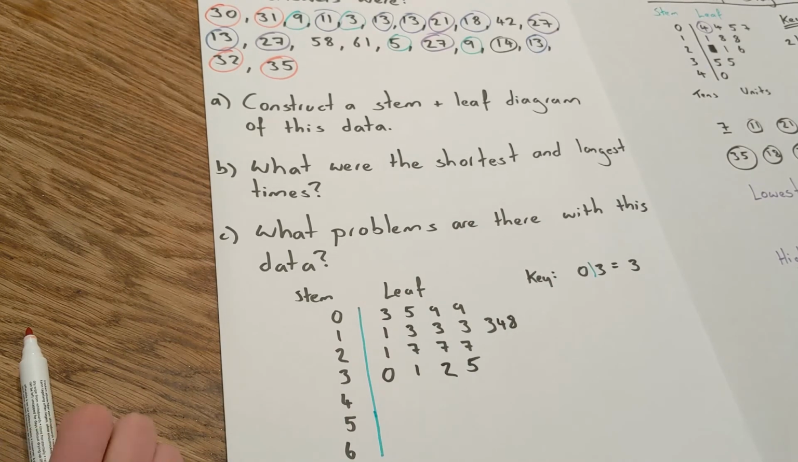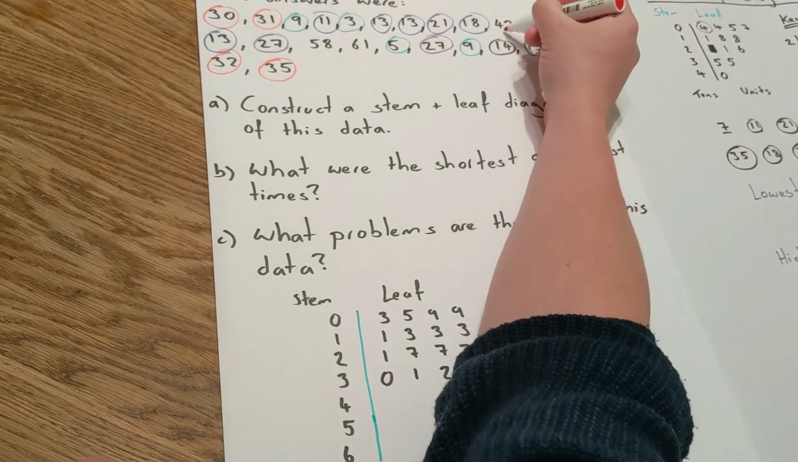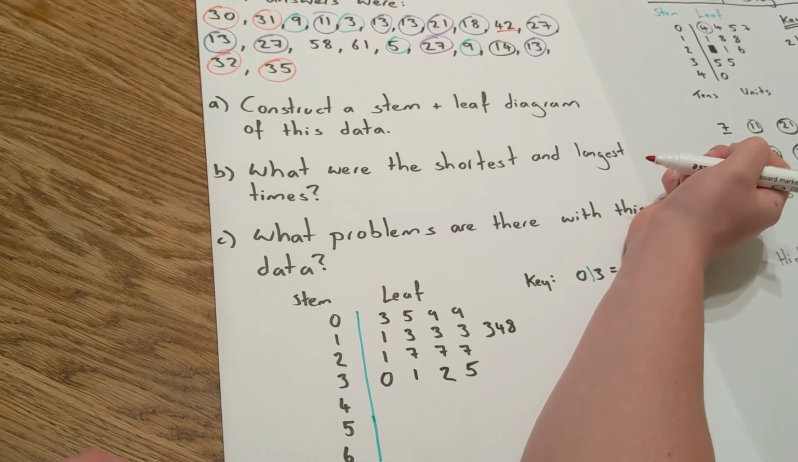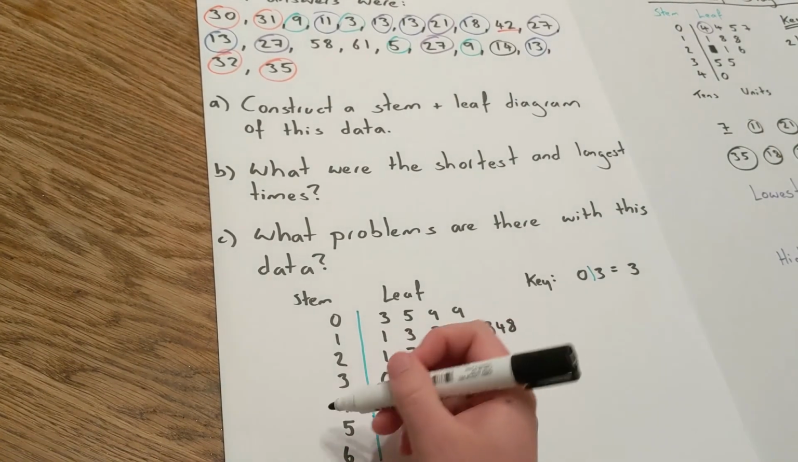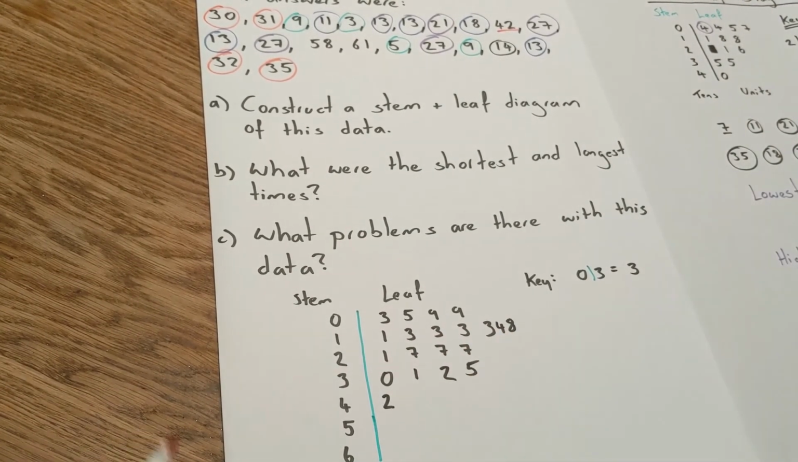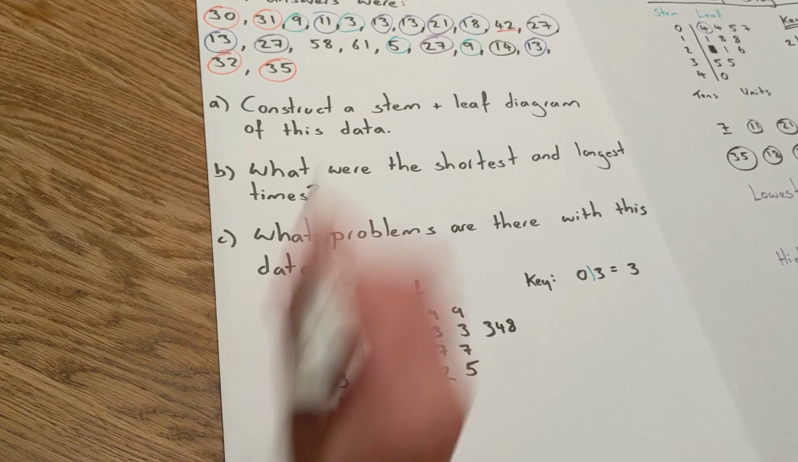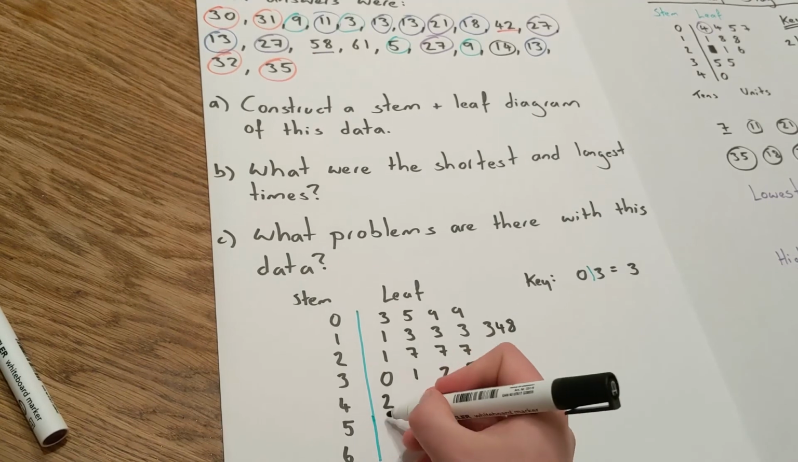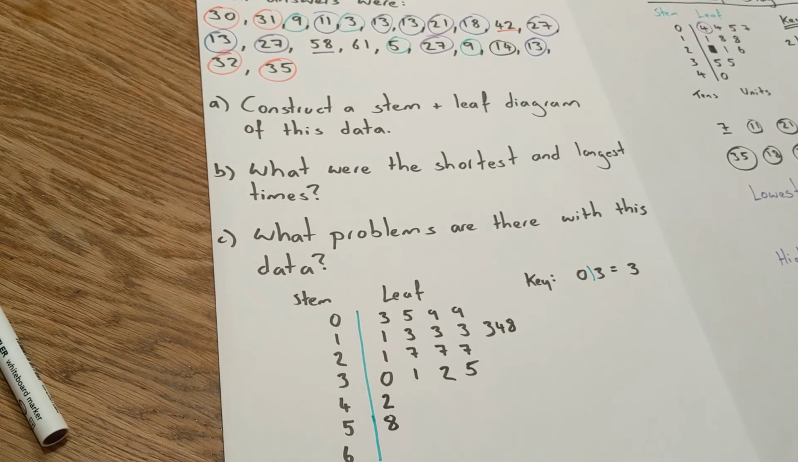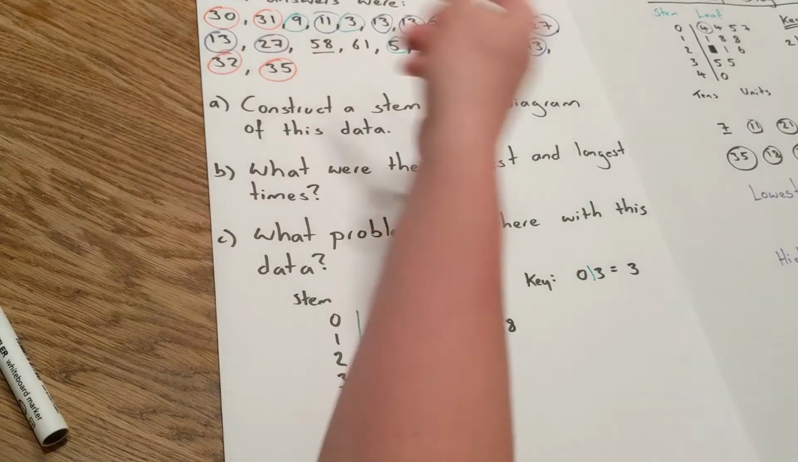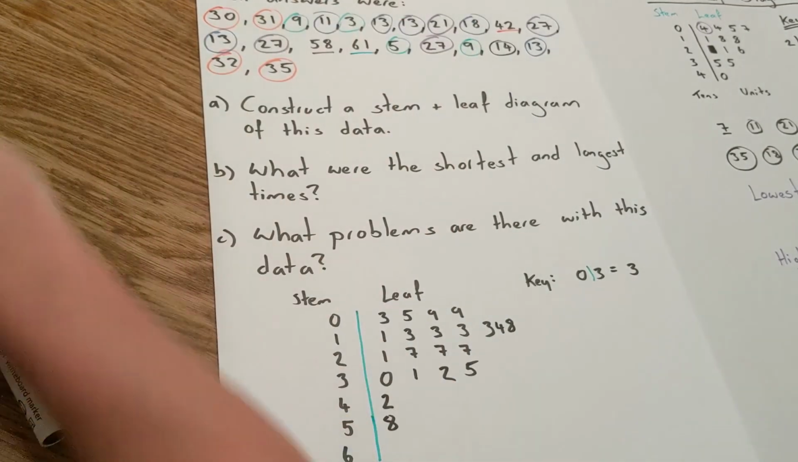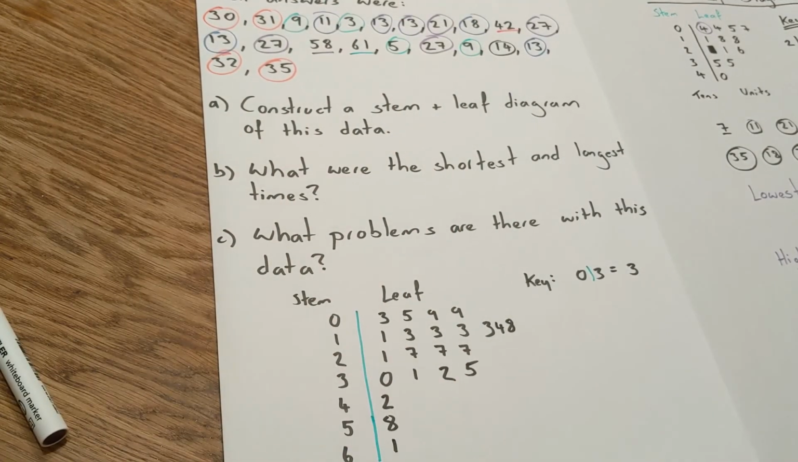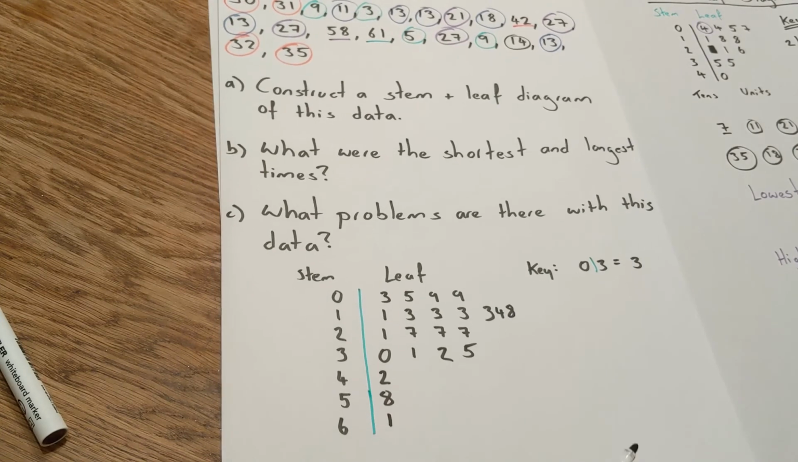So now let's look at the ones with 4s. I don't have any different colours, so I'm just going to underline them. So we've got there a 42. That's it. So 4, 2. Now let's look at the 5s. We've got a 58. Again, that's the only one. So let's write an 8. And then we've got a 61. So let's write a 1 there. Okay, that's us finished our stem and leaf diagram.